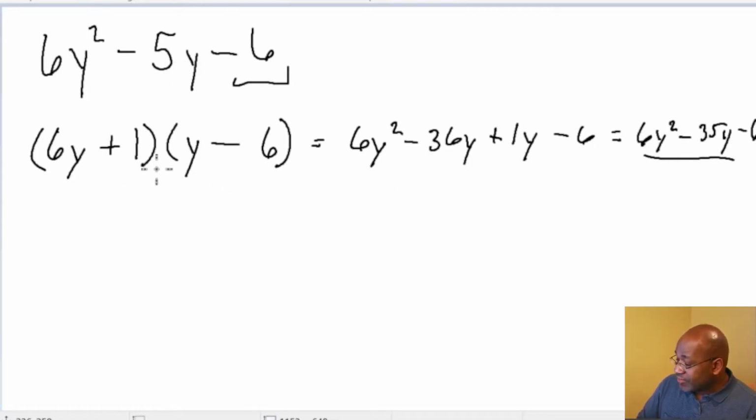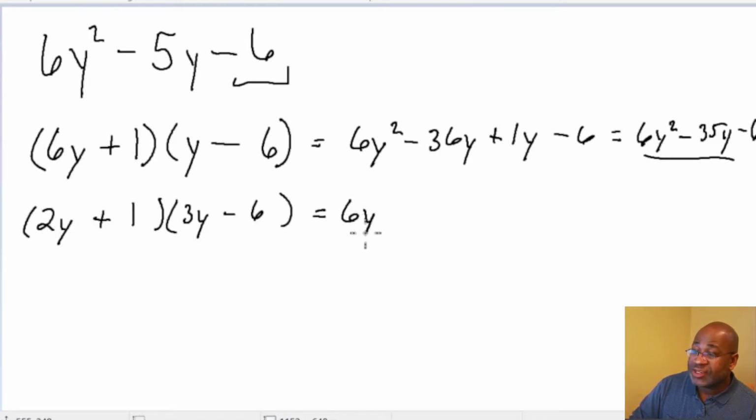We need to try something else. So how about, instead of 6 and 1, we try 2 and 3. We'll get 6y squared. The outer terms, 2y times negative 6, is negative 12y. The inner term, 1 times 3y, that's equal to positive 3y. And then 1 times negative 6 is negative 6.